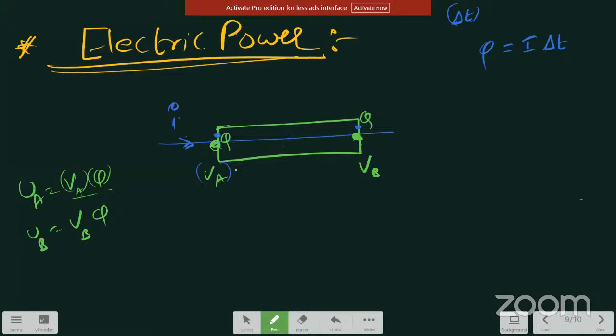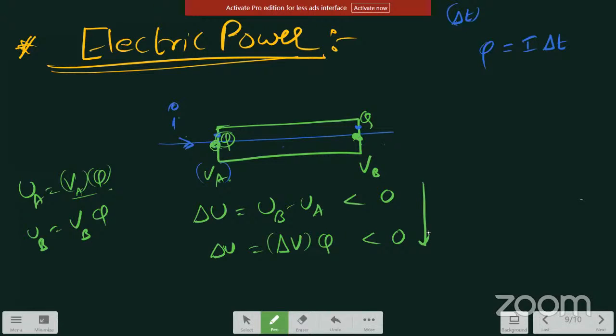So Va is at a higher potential. Obviously, current flows from higher potential to lower potential. That means this charge is losing some energy when it moves to point B. It is losing energy, UB minus UA, which is less than 0. And how much is that energy lost? Delta V into Q. This is the change, and it is lost. That means potential energy is decreased.